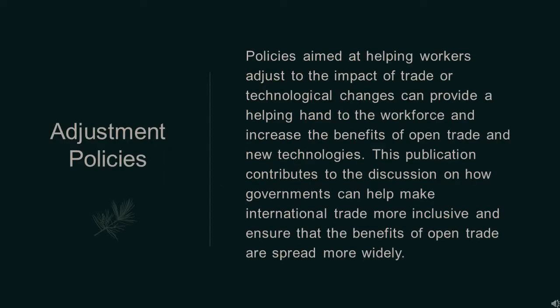The next part is adjustment policies. Policies aimed at helping workers adjust to the impact of trade or technological change can provide a helping hand to the workforce and increase the benefits of open trade and new technology. This publication contributes to the discussion on how government can help make international trade more inclusive and ensure that the benefits of open trade are spread more widely.